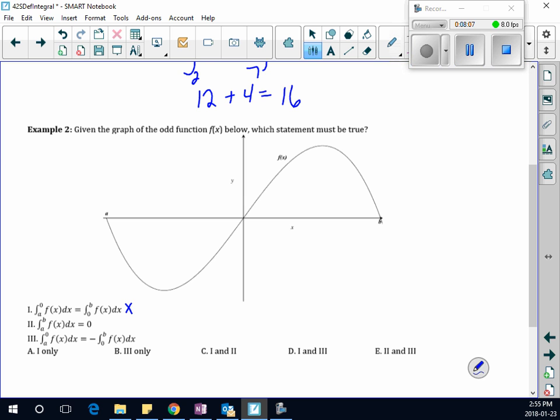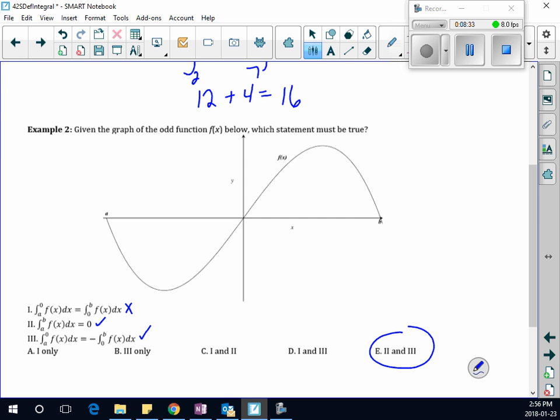So now from A to B, that would equal 0. That's true, right? Because this would be negative, the same area as this, right? So that would be true. And then going from A to 0 would be the same thing as -0 to B. Is that true? Yep. So then my answer would be 2 and 3.